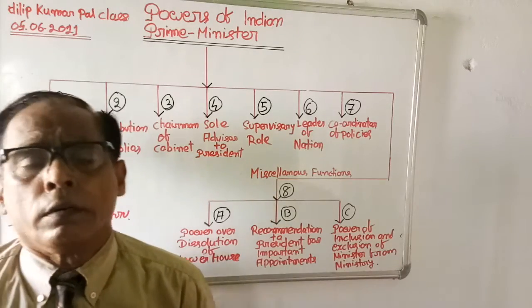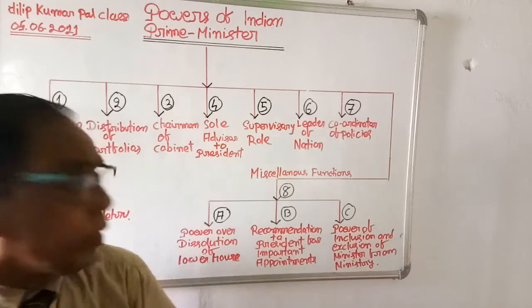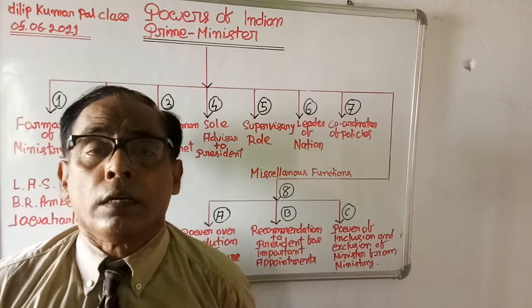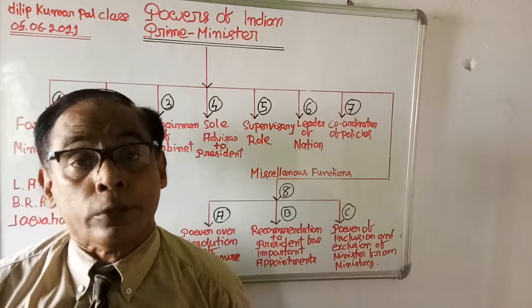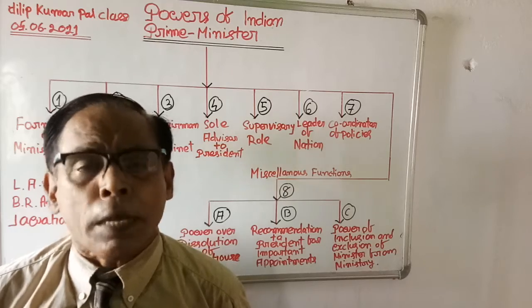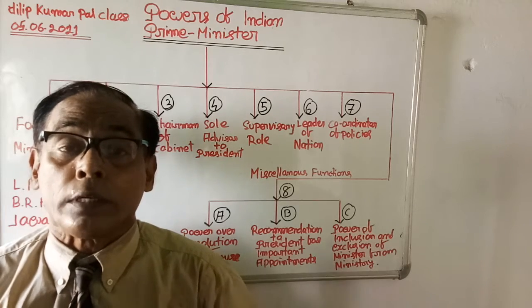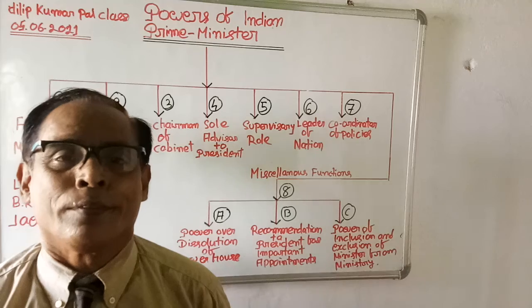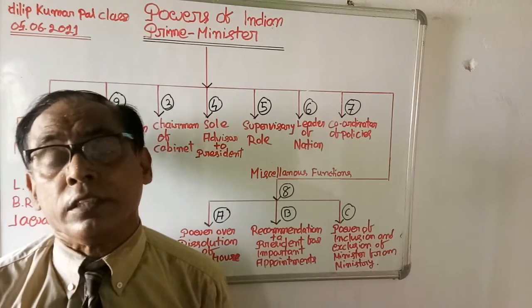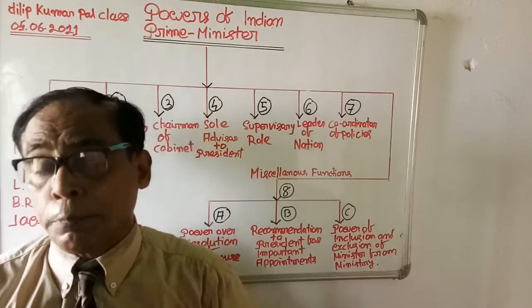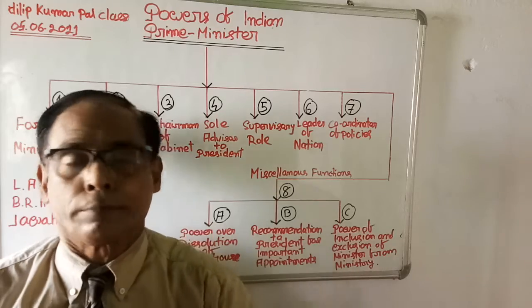Number two, another important miscellaneous function of the Prime Minister is the recommendation to the President for important appointments. In the country, various important appointments are made. No doubt the President makes them, but the most important thing is that the President makes important appointments on the basis of the recommendation of the Prime Minister. Different political posts like governors in different states, lieutenant governors in different union territories, and ambassadors in different countries are filled by the President on the basis of the recommendation of the Prime Minister.